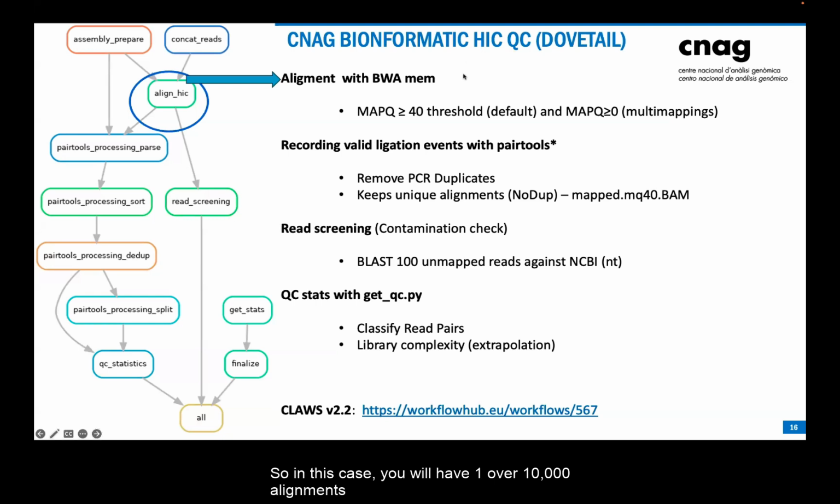And it's in a logarithmic scale, like the Phred score. So in this case, you will have 1 over 10,000 alignments that could be ambiguous. If you have a mapping quality of 50, you will have 1 over 100,000 alignments that could be ambiguous. So this is kind of our threshold for uniqueness of the mappings. And we normally run with 40 and 0 to tolerate multi-mappings, and in some cases with a range of mappings.